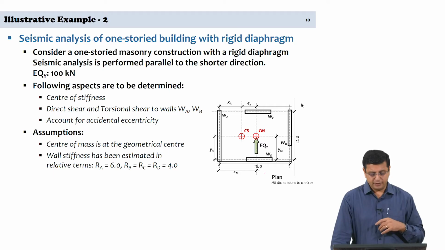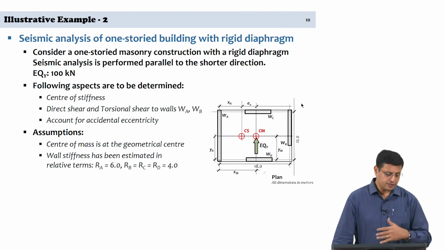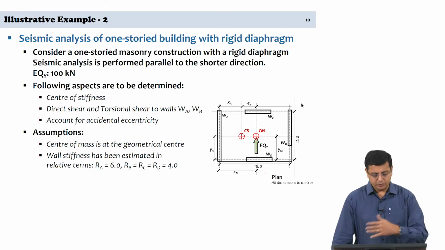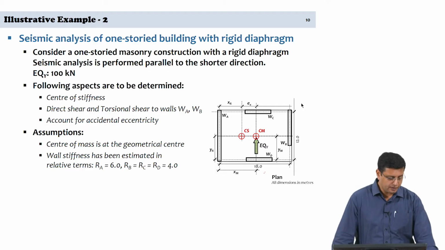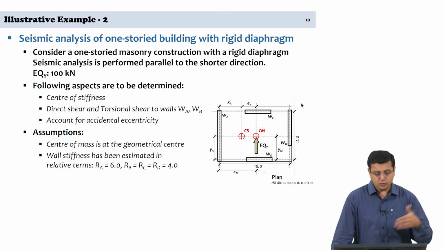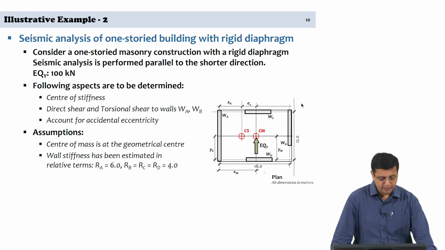Here in this particular case we already have the estimates of the stiffnesses of the walls, but they are given to us in relative terms. Wall A has a stiffness of 6 units, whereas walls B, C and D have a stiffness of 4 units. In a real problem you would actually have to take into account what the actual stiffness is to arrive at the relative stiffnesses also. So this is what is given to us, and these are the assumptions that we are making.